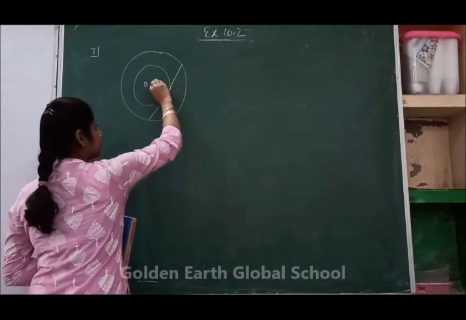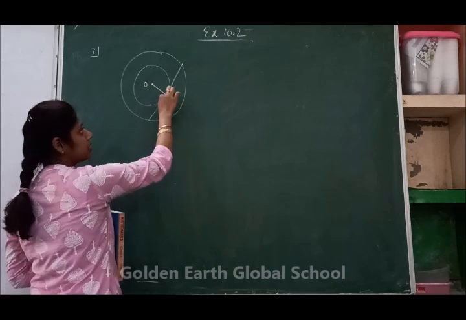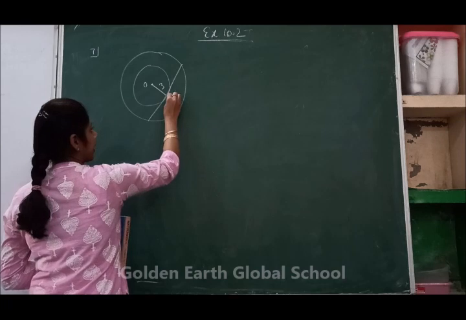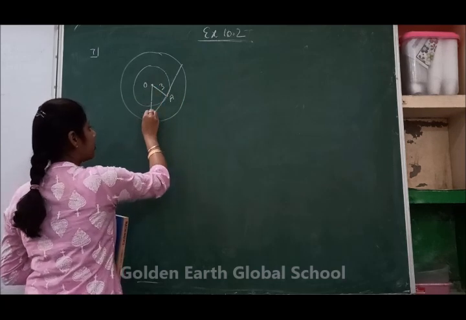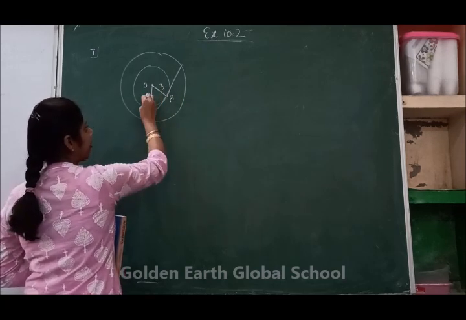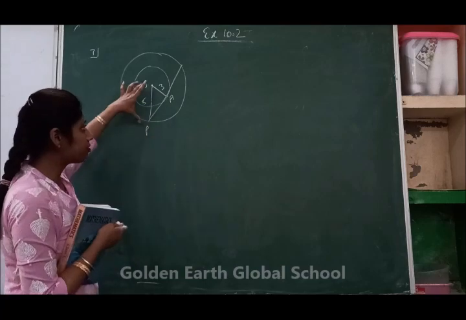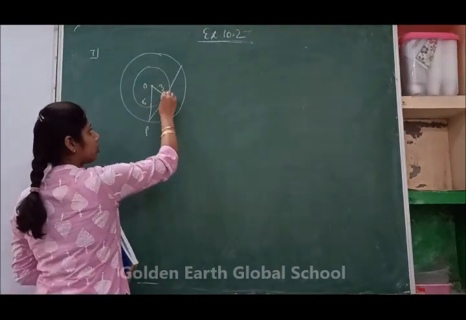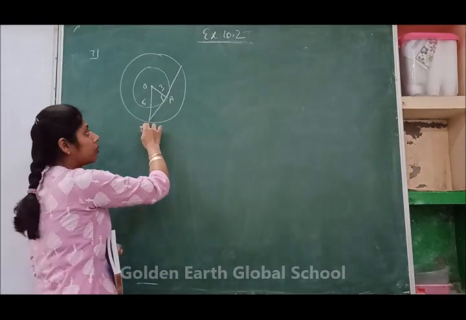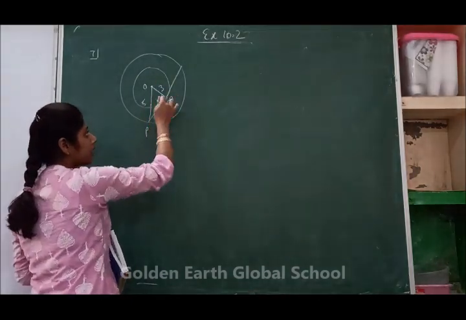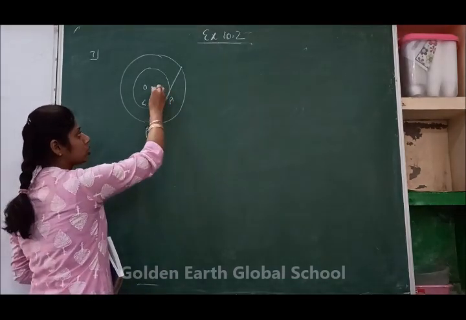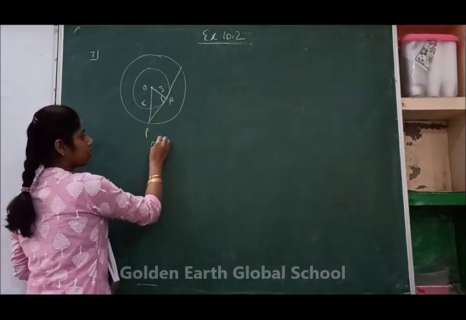What is the length of this? This is radius, 3 centimeter. Consider it point A. What is the length of OP? 5, because this is the radius of the larger circle. Now we know this radius is perpendicular to this tangent, because the radius is of the smaller circle and the tangent is also of the smaller circle. So we can use Pythagoras theorem to find the length PA.